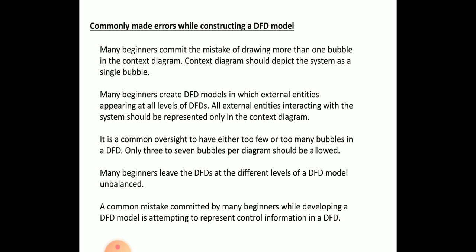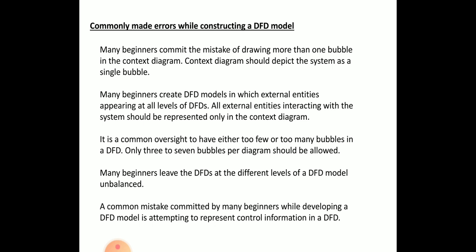And next one, it is a common oversight to have either too few or too many bubbles in the DFD. As we have said, there must be a range of 3 to 7 bubbles formed on each level of the DFDs. Context diagram is represented by a single bubble, and the next levels of hierarchy are level 1, level 2, level 3 and at most level 4 of the DFD hierarchy. The number of bubbles should range from 3 to 7. At most 7 bubbles should be formed on each successive level of the DFDs.